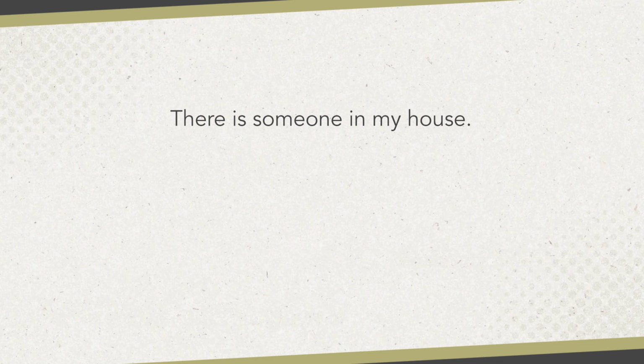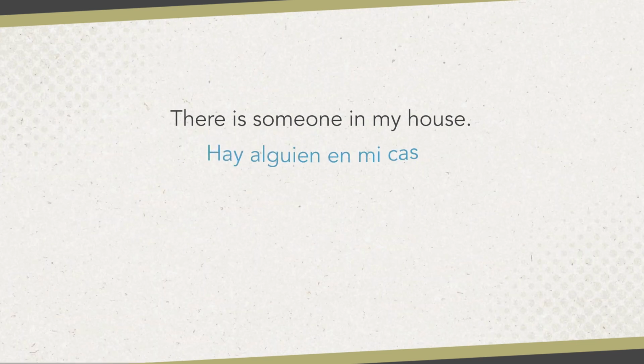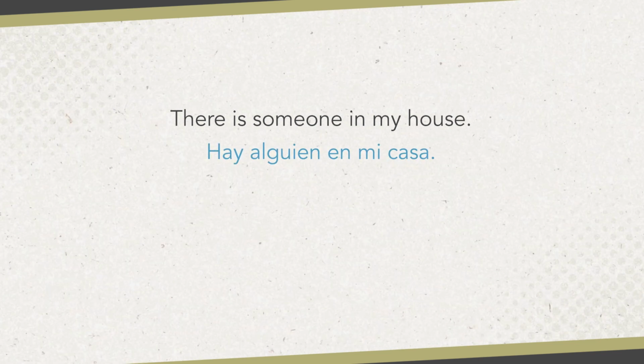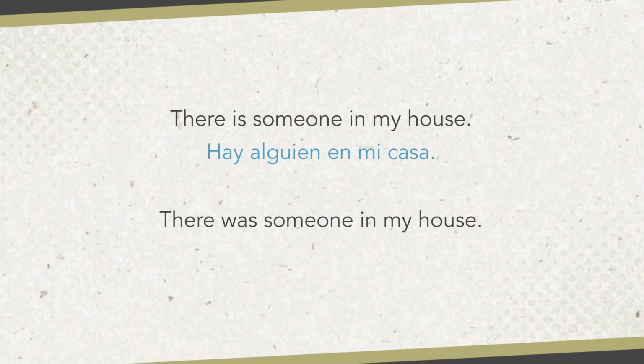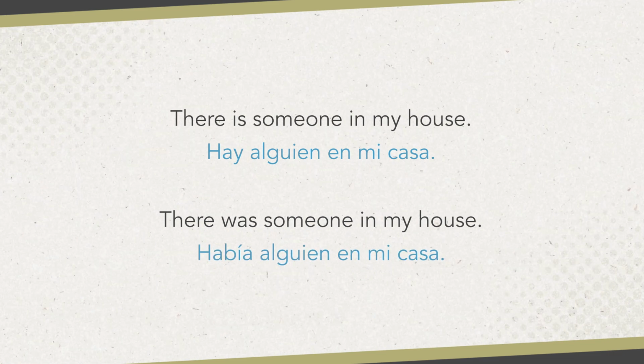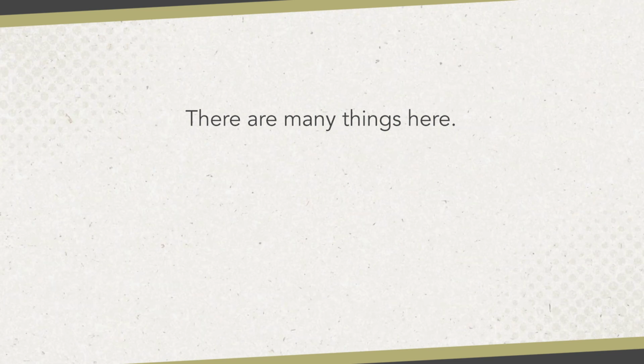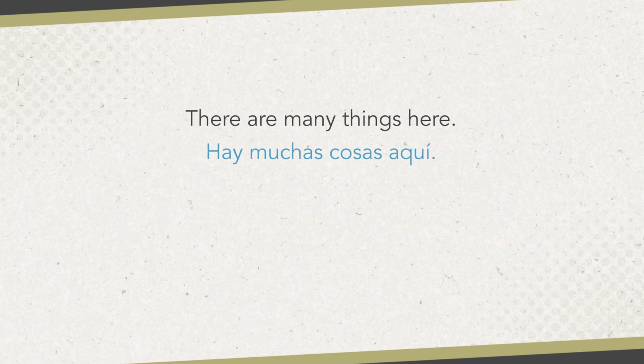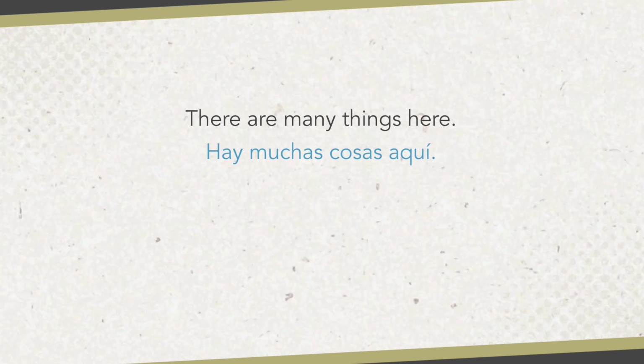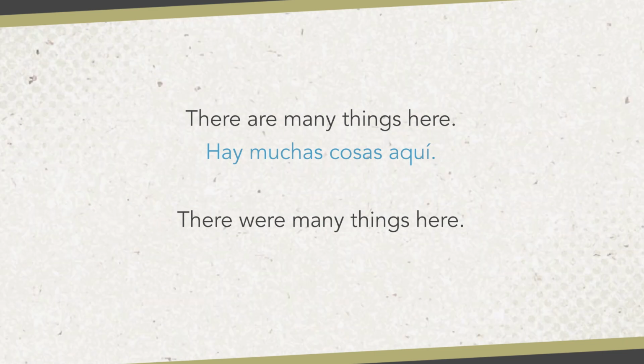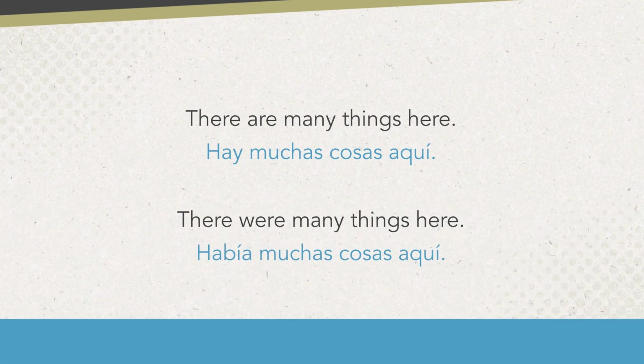Here's a sentence that we used earlier. There is someone in my house. Hay alguien en mi casa. Now let's put it in the past. There was someone in my house. Había alguien en mi casa. Okay, now another one. There are many things here. Hay muchas cosas aquí. Let's put this in the past. There were many things here. Había muchas cosas aquí.